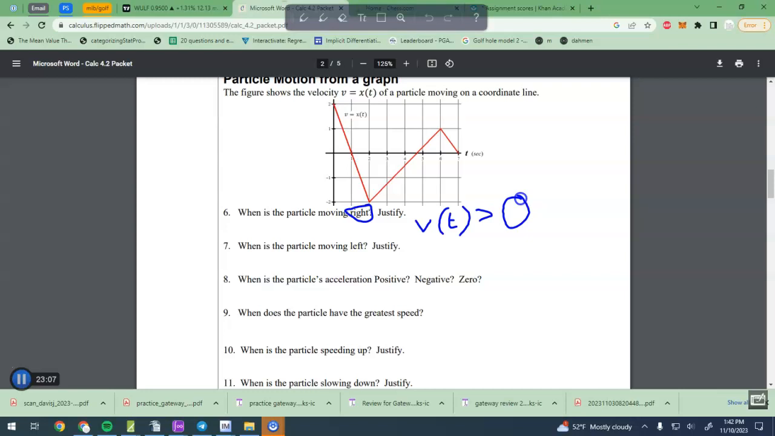When is the particle moving to the left? If it's moving to the left, what do we know about the velocity? Negative. So where is the velocity negative? It's down here. Of course, they can't make it 1 to 5. It's between 1 and 4.7. But why is it moving left? Because the velocity is negative.